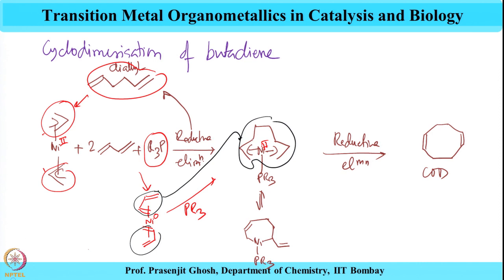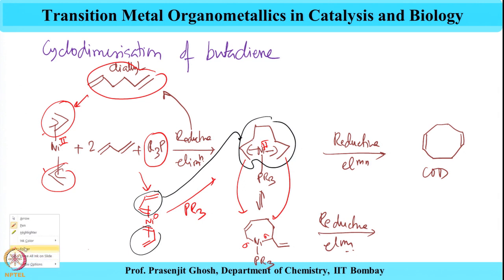So, here the allyl moiety has just become a sigma donor, and the other allyl moiety also has become a sigma donor as it is shown here. Now, this can again undergo reductive elimination to give this 6-membered compound, cyclohexane compound as is shown over here.